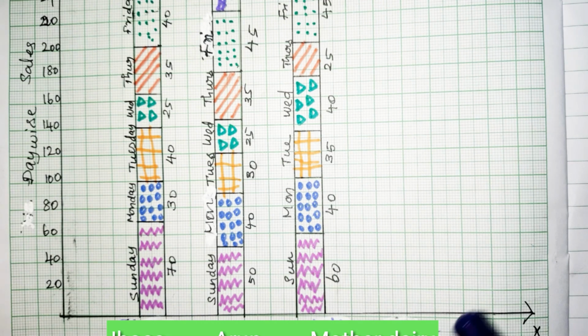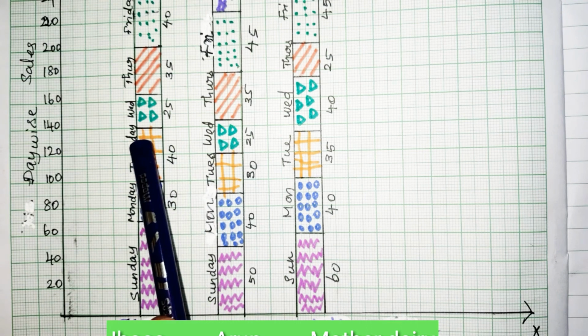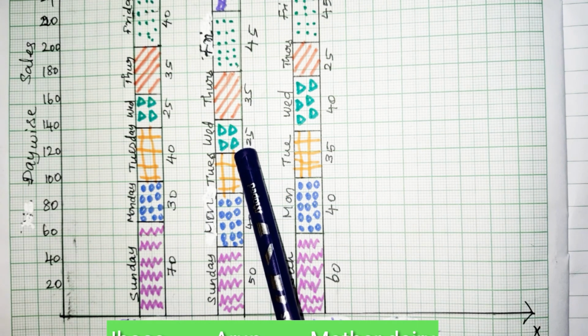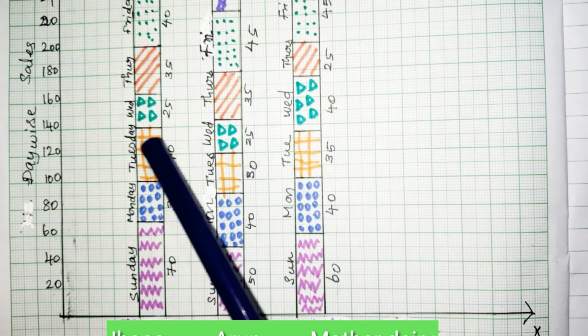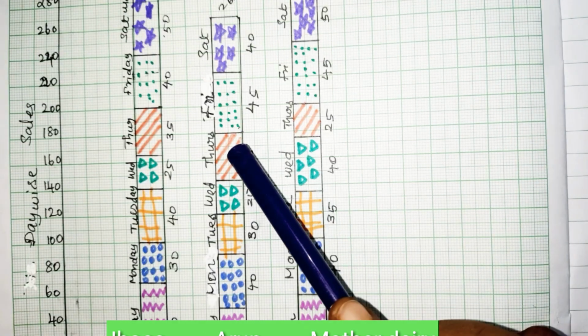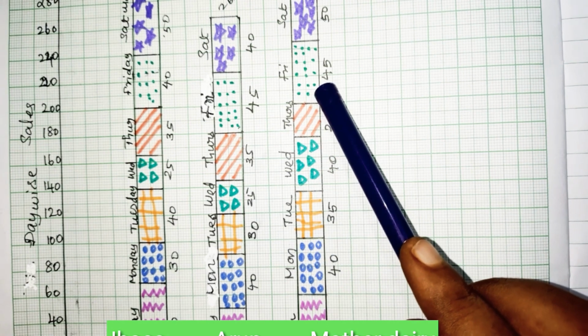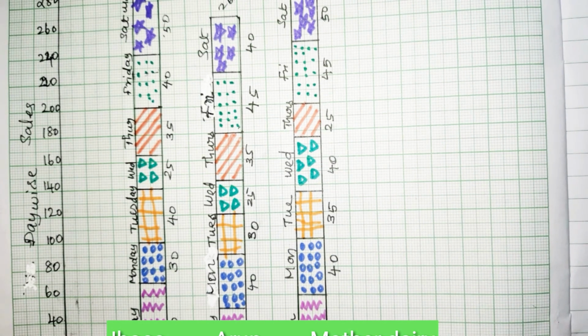From the diagram we can easily compare. The Sunday sales for Ibaco is higher compared to the other two companies. The Wednesday sales is the same for Ibaco and Arun Ice Cream. Similarly, Friday sales is the same for Arun Ice Cream and Mother Dairy. In this way we can compare the data.